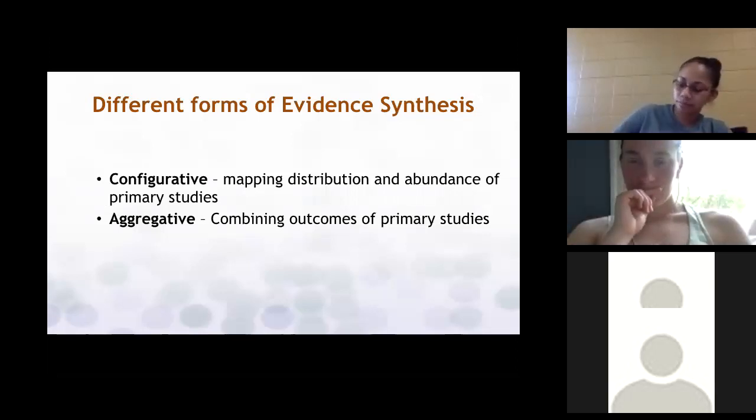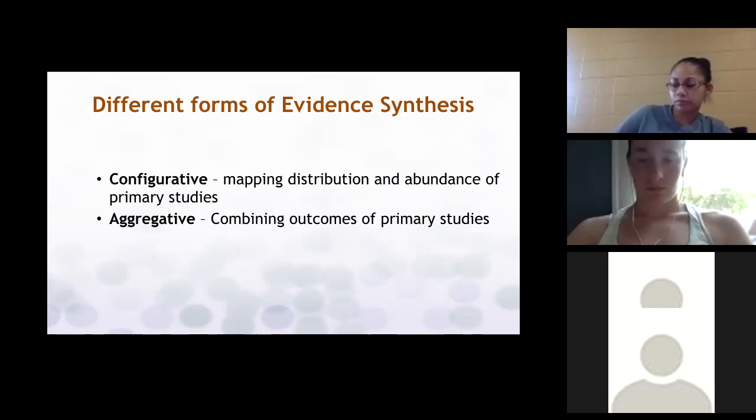And then the second is aggregative. This is where you're going into the studies themselves within your synthesis and trying to combine insights from the different outcomes. Say we're trying to understand the impact of protected areas on reducing biodiversity loss. If we want to get a quantitative number from that, we would need to go into those papers and start to aggregate that data and combine it in a way that allows us to conduct analyses and make statements about the general pattern of impact that we see.